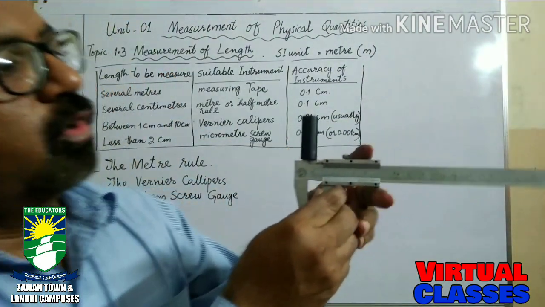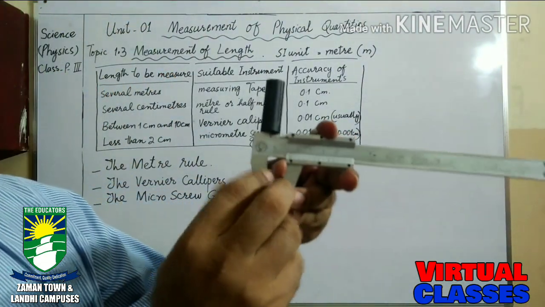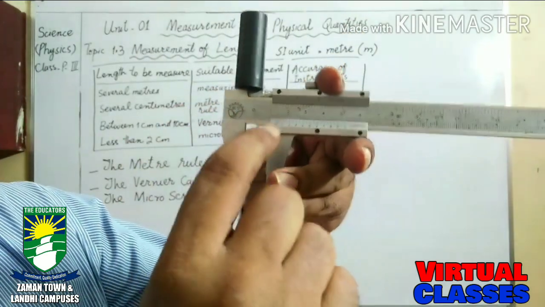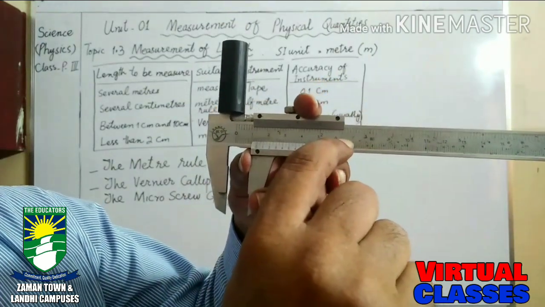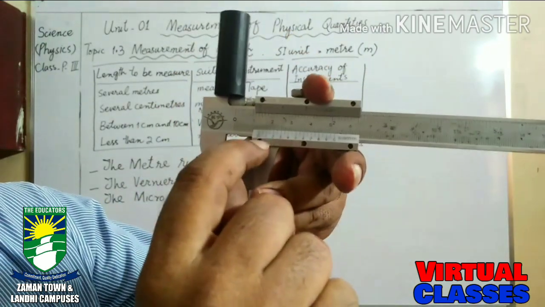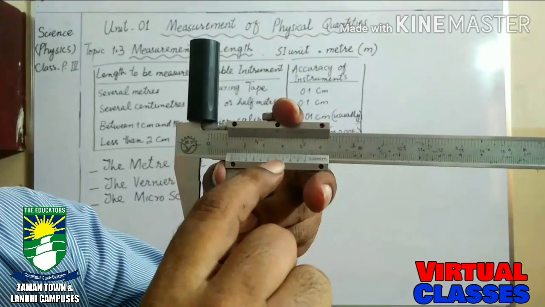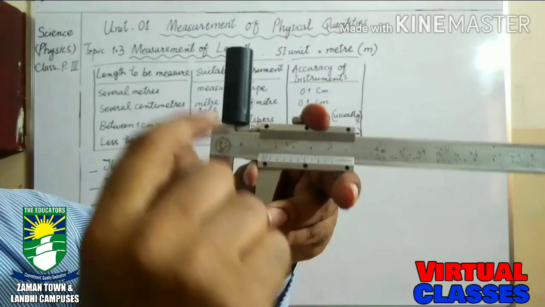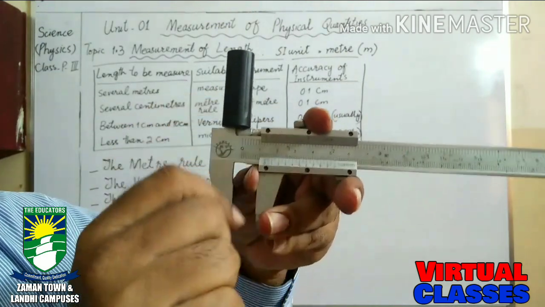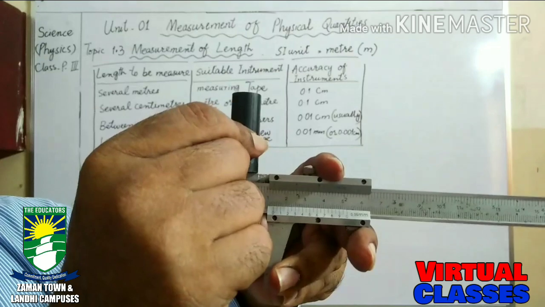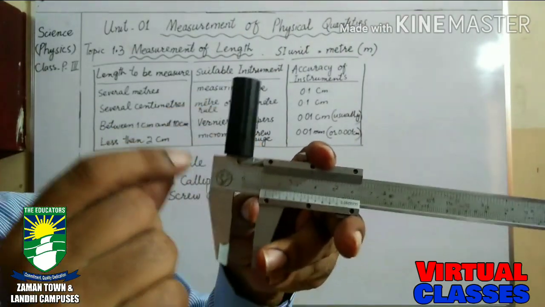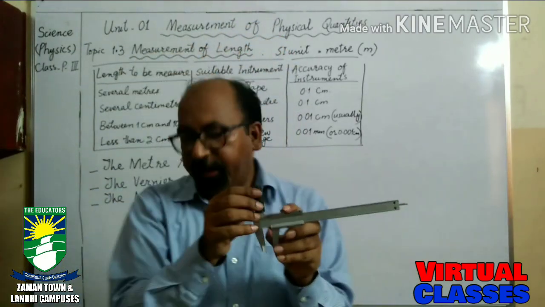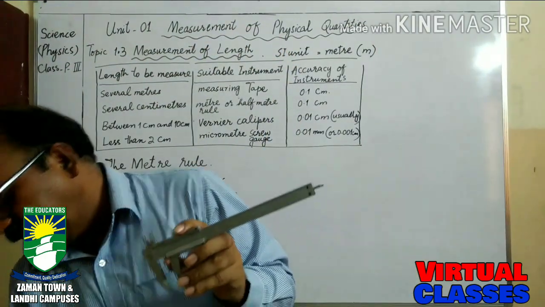Okay, so it will be the internal diameter. First we will see the main reading, we will write the main reading. Then we will see the vernier reading, and we will add main reading into vernier reading. So it will be the internal diameter of the lid. So if we want to take the internal diameter, we will use the inside jaws.